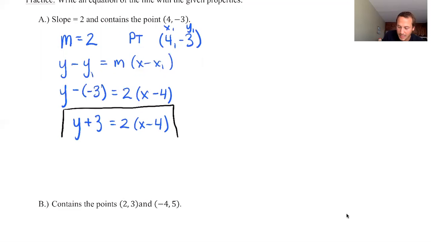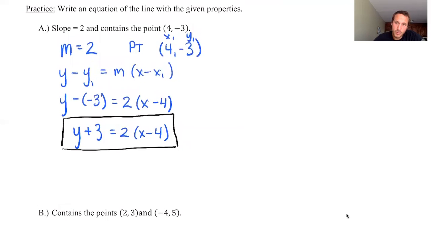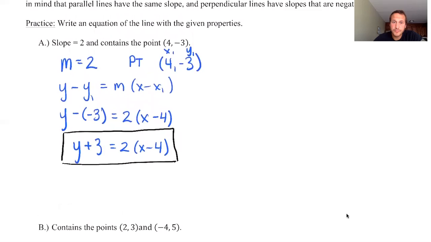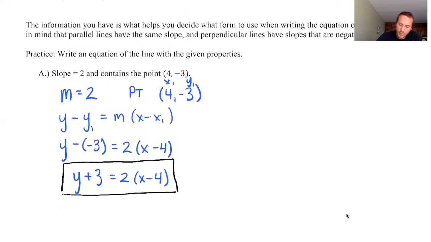The directions didn't say to specify a specific type of equation, so I could leave it there, but I do want to go over with you guys how to convert between the three of them. So one thing we're going to do is take this point slope formula, y plus 3 equals 2 times x minus 4, and we're going to simplify this.